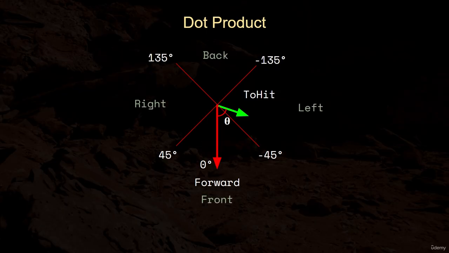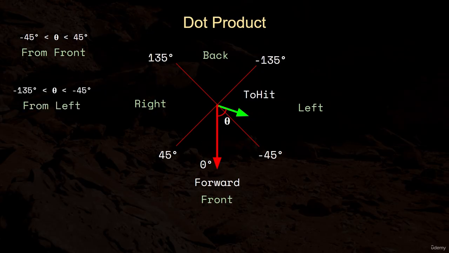Let's consider that these are the 4 directions, at least from the enemy's point of view. And if this angle between forward and toHit is in between -45 and +45, we should play the montage section from front because we're getting hit from the front and we'll stumble backward. However, if this angle is less than -45 but greater than -135, we should play from left because we're getting hit from the left. That's what the green arrow depicts in our diagram here.